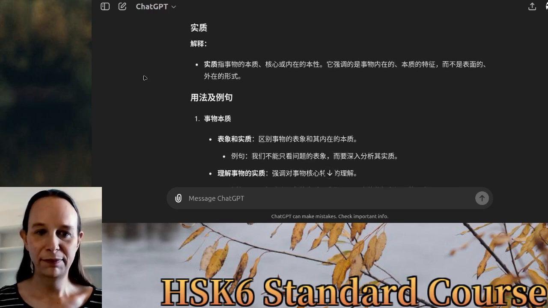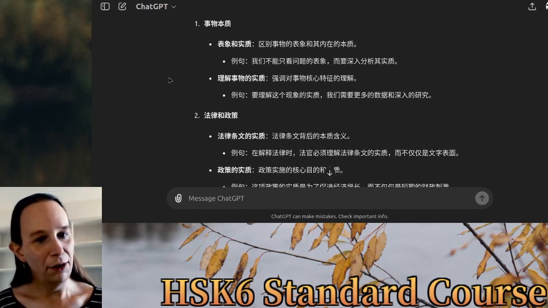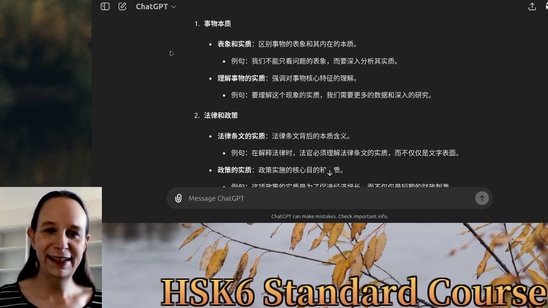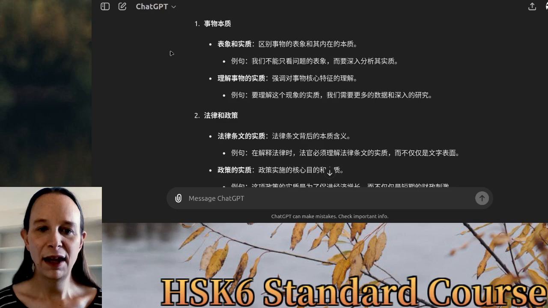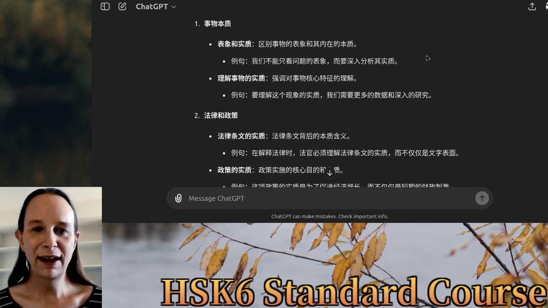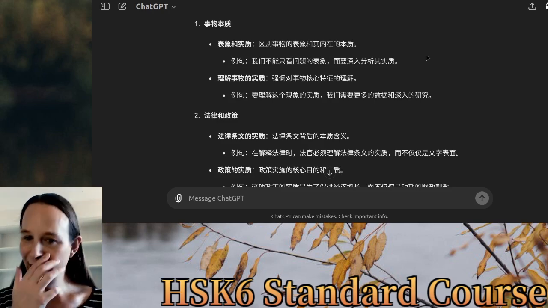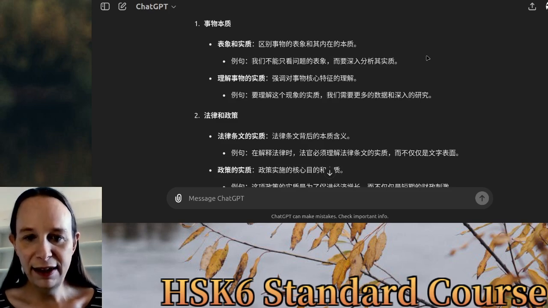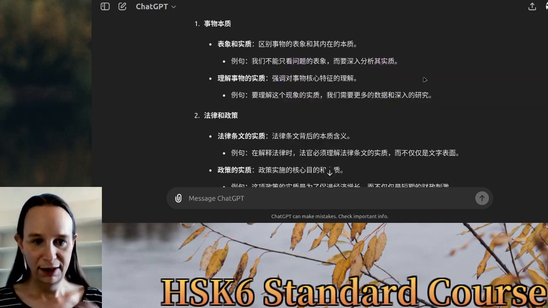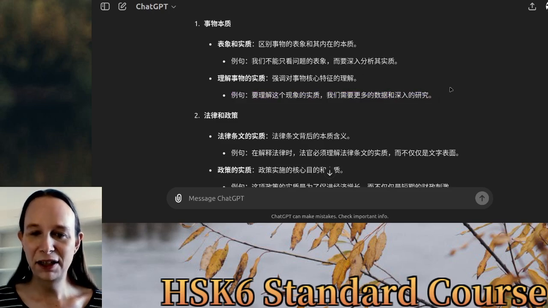事物本质。I did type in 实质, right? Yeah. 表象和实质, what is 表象? Outward appearance. Yet another way of saying outward appearance. It's dusty or smoky. I got the windows open, so maybe it's coming in from outside. 我们不能只看问题的表象，而要深入分析其实质。So, 问题的实质. This doesn't seem like a coincidence. It seems like I should just say 问题的实质.